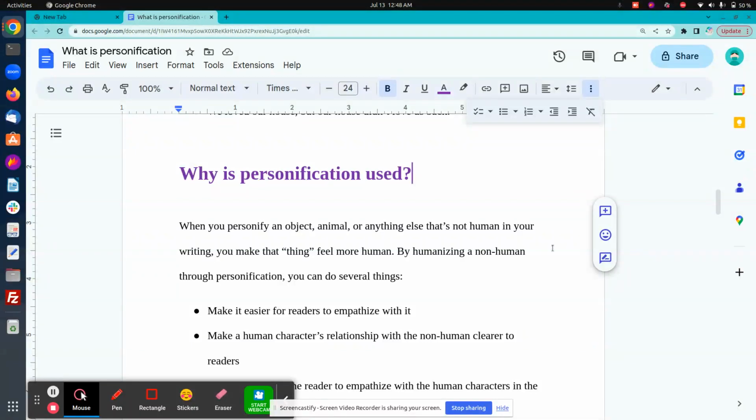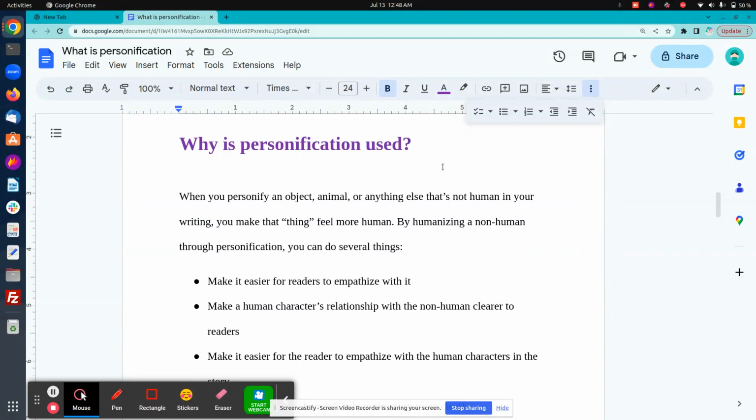For example, a cup is speaking. So what they're doing is just giving a human trait to a non-living object. So why is personification used?